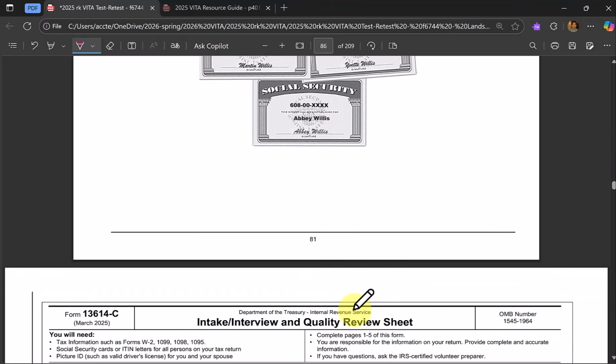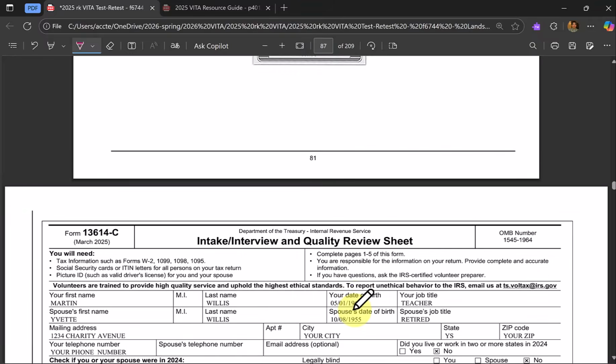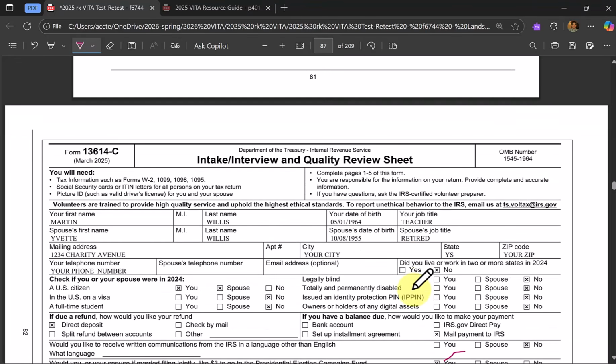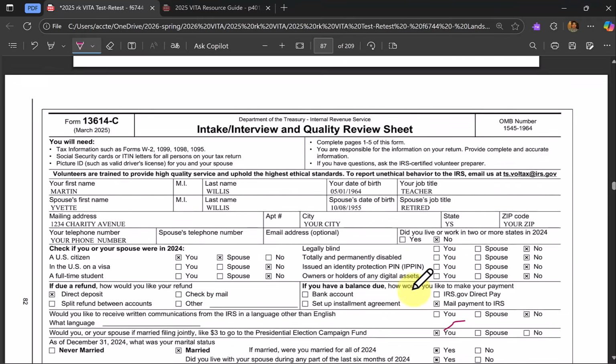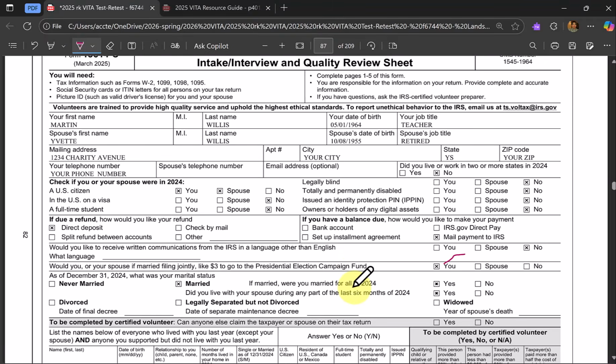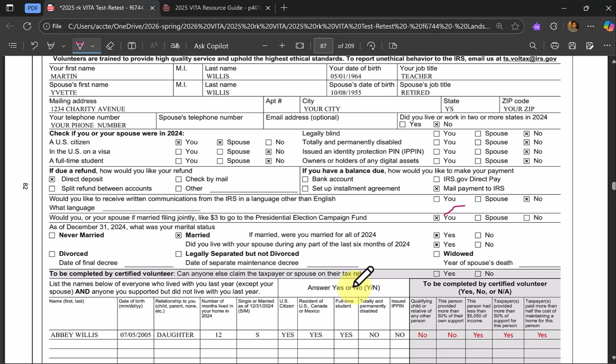And of course, before we start doing the return, we have the taxpayers fill out the intake sheet. Here it is nicely typed out. In a real life situation, it's going to all be handwritten. And you, as the preparer, can mark it up just to add any kind of notes to help you prepare the return and to help whoever's reviewing follow along as to how you had prepared the return.